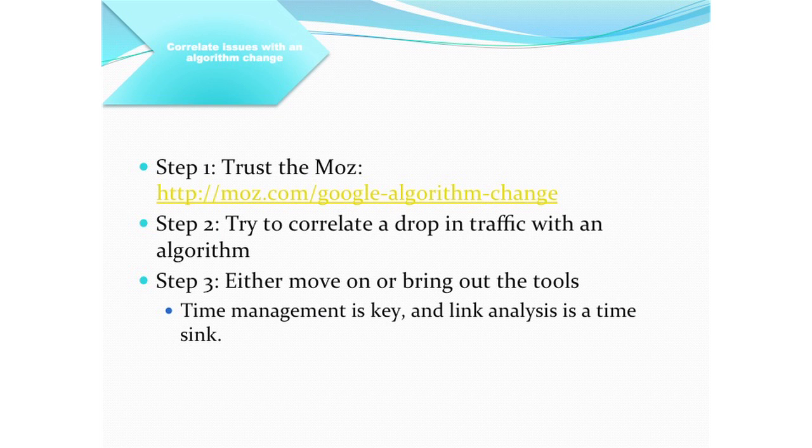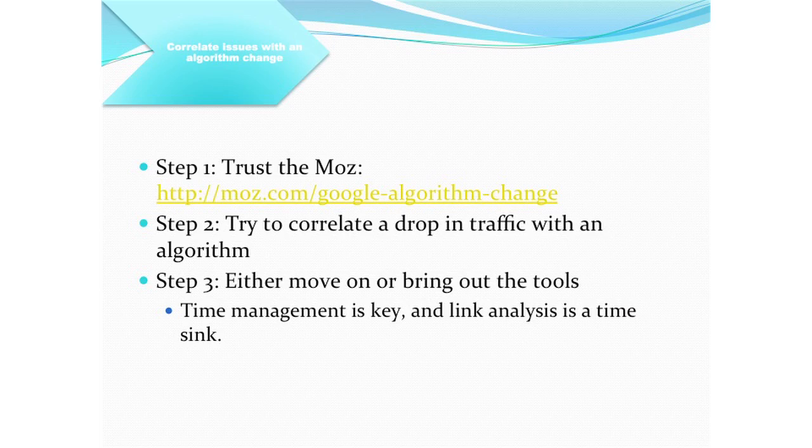When it comes to correlation, step 1 is you've got to trust the Moz. I've provided a link to the Google algorithm change history. This is really one of the most comprehensive lists of algorithm changes out there. Easily accessible, easy to use, highly recommended. Step 2 is that we're going to try to correlate a drop in traffic with an algorithm change, or the addition of an algorithmic filter that Google announces or that the webmaster community identifies.